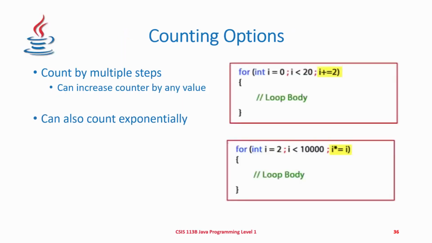You can also count by multiple steps, as you see in the examples to the right there. You can use plus equals and then some numeric value. So if you want to jump by 2s, you can do that. Jump by 3s, whatever number you want. And you can also do so exponentially by using the multiplies equals. And notice there, because we're doing it exponentially, you're multiplying I times I.